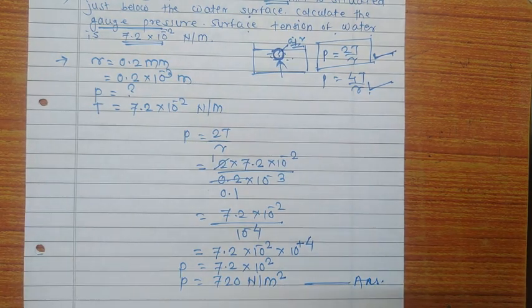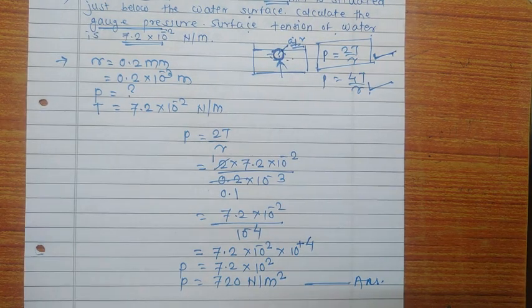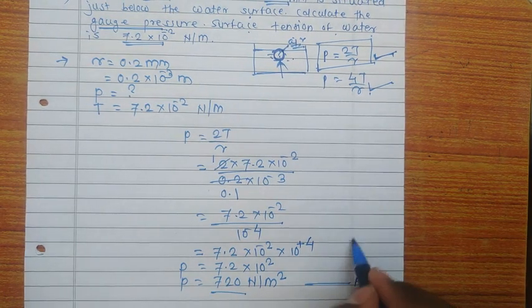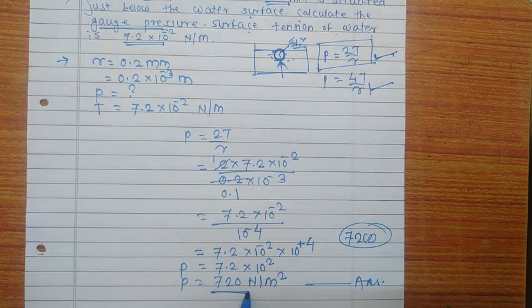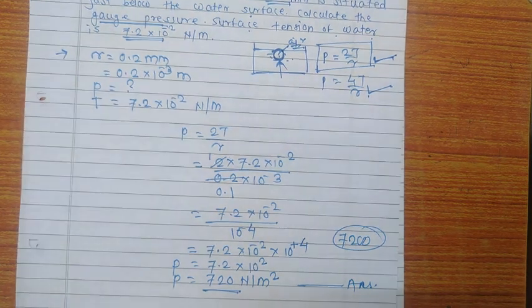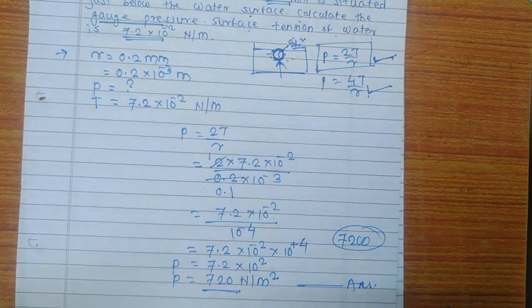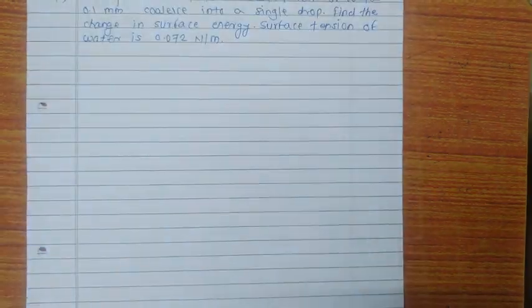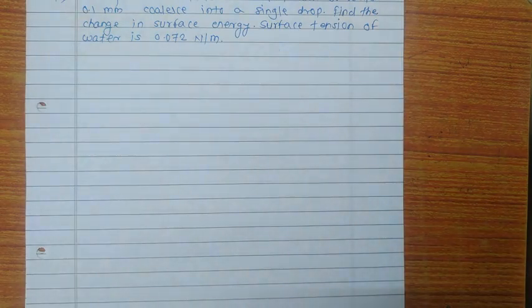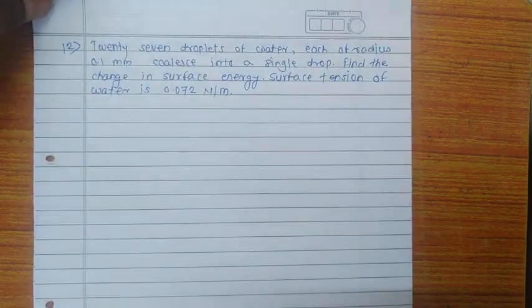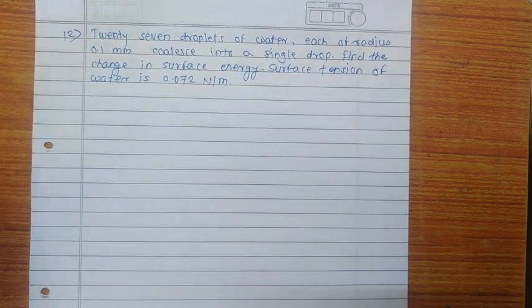See, there is one mistake in the textbook. In the textbook the answer is given 7200, but the actual answer is 720. Okay, understand this. Move to the next question. Now these two questions are so much important, question number 12 and question number 13.